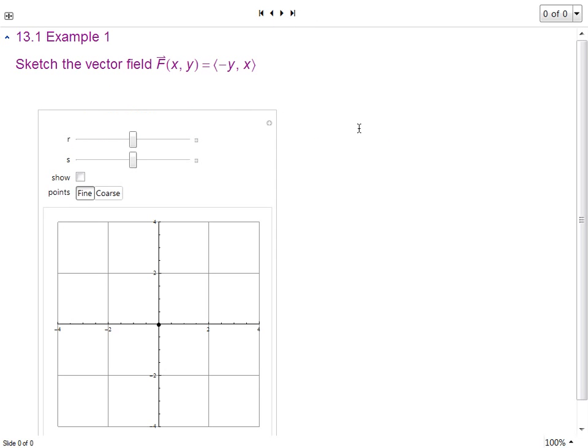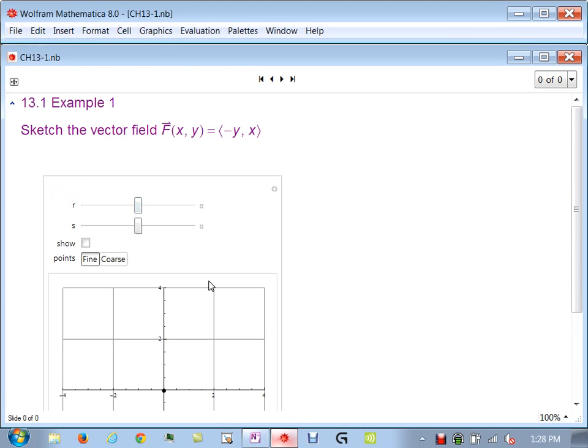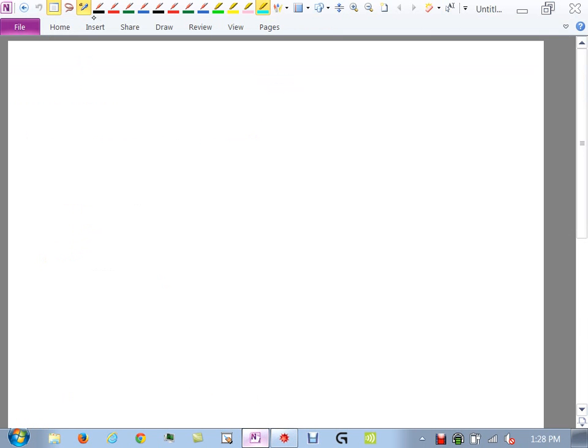Here is your first example. And what I'd like to do is sketch this separately, and then we'll come back to it, all right? So let me get this capital F of xy equals, was it y, negative x? Negative y, x.